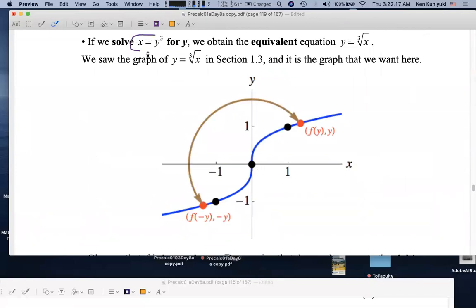For example, here's x equals y cubed. Solve this for y. What do you get? Y cubed equals x. Y equals the what? Y equals the cube root of x.